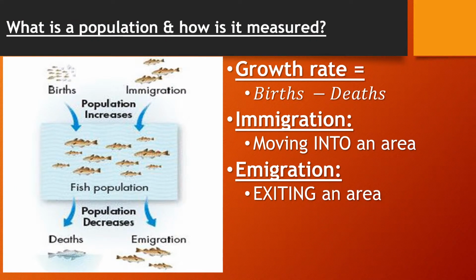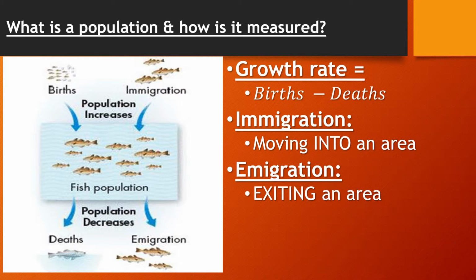To measure the growth rate of a species, it's very simple. All you have to do is take the number of births and subtract the number of deaths. And this will give you your growth rate. If you have more births than deaths, your population is going to be growing. If you have more deaths than births, your population is going to be shrinking.